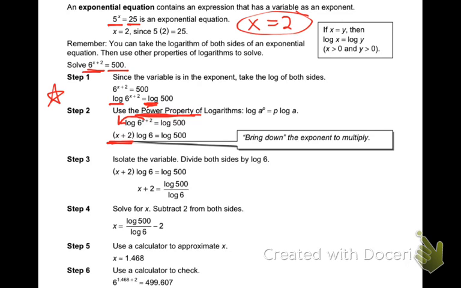So for instance here, I have x plus 2 log 6 equals log 500. I want to solve for x, so I divide both sides by log 6. So I have log 500 divided by log 6, and then I have x plus 2. Well, how do you move 2 to the other side? You would subtract it. So I get log 500 divided by log 6 minus 2.